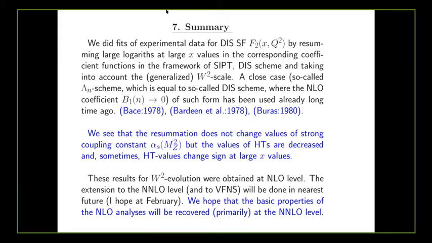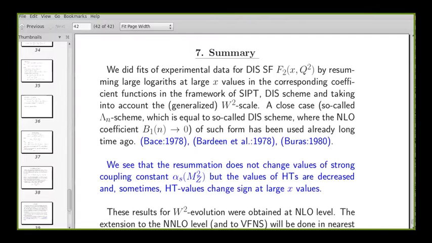So the W square evolution is obtained only at next to leading order, unfortunately, but we are working on some extensions. For example, we work always in the fixed flavor number scheme, but for the variable flavor number scheme at next to leading analysis we hope to do it quite soon, and we hope the basic property of this analysis will be recovered at next to leading level. So I finished.